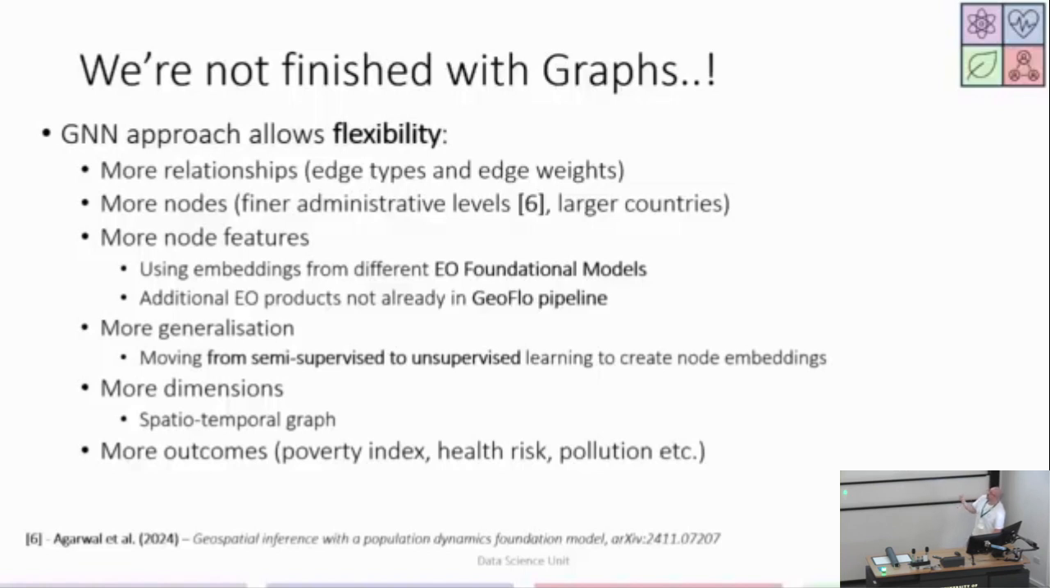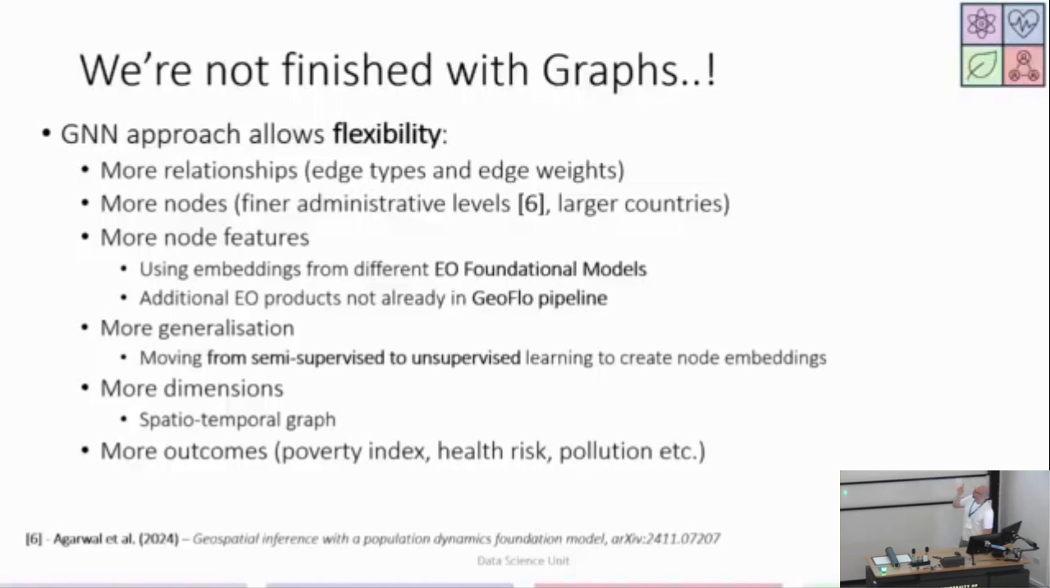Also, we can have more nodes. GNNs do much better with bigger graphs. So if we got down to administrative level 4, or even 5, or even 6, more nodes, more node features, more learning, we do expect much better prediction.